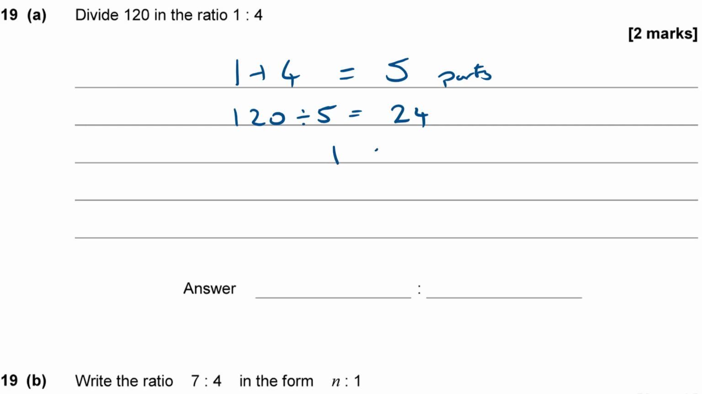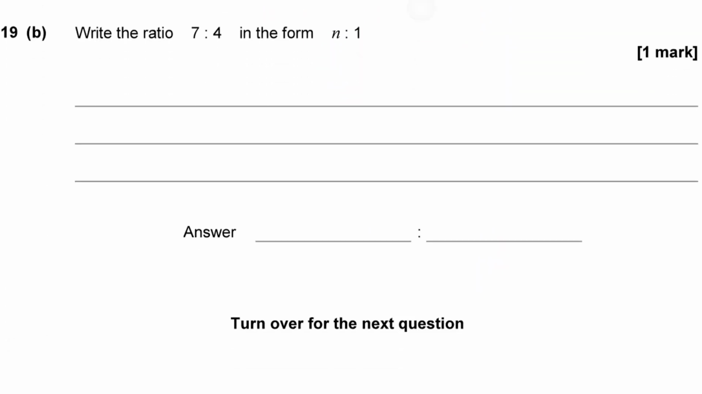So if I then go back to my original ratio 1 to 4 and multiply each part by 24, I'll know how much each part is worth. So 1 times 24, that's easy, that's 24. And the other one, 4 lots of 24, is 4 times 24, 96. Okay, so my answer is 24 and 96. It's always a good idea just to double check by adding those together. I can see that they add up to 120. So that's good.